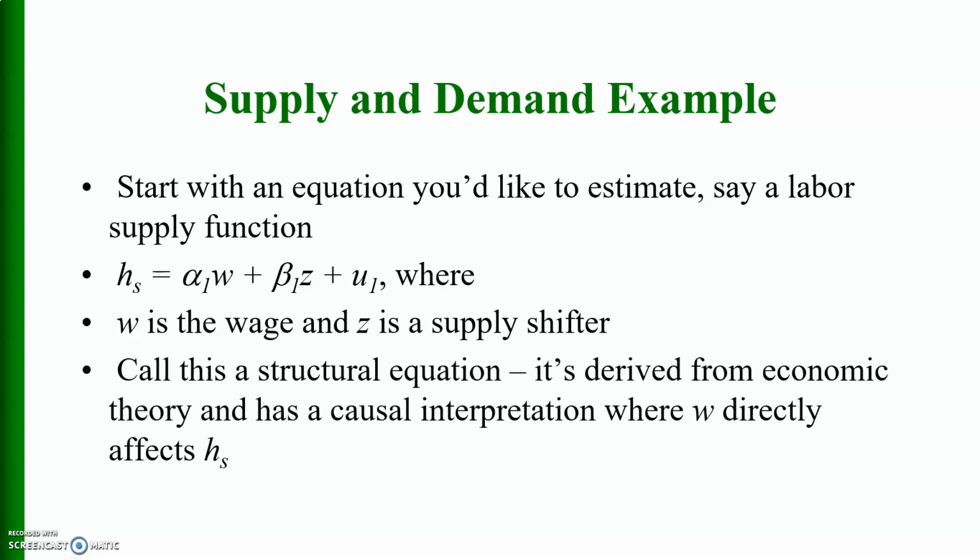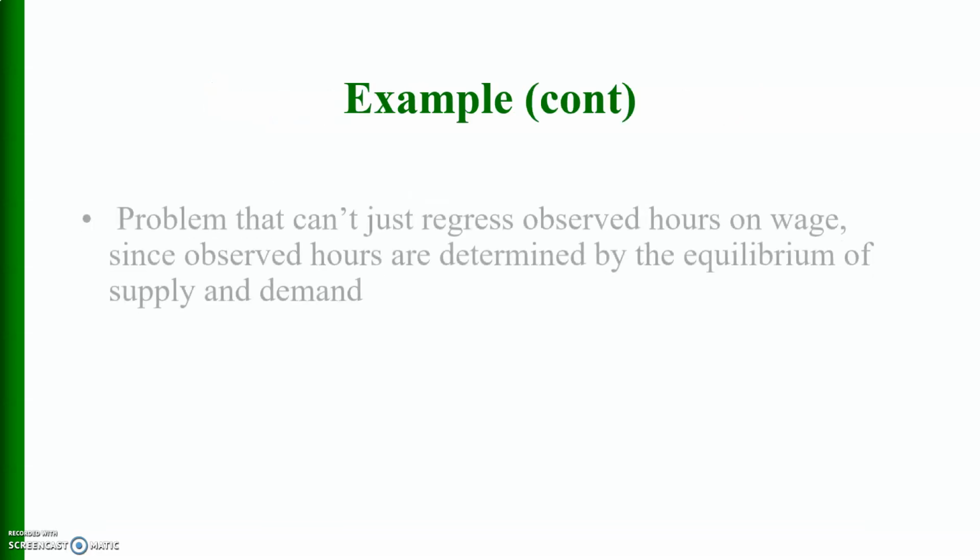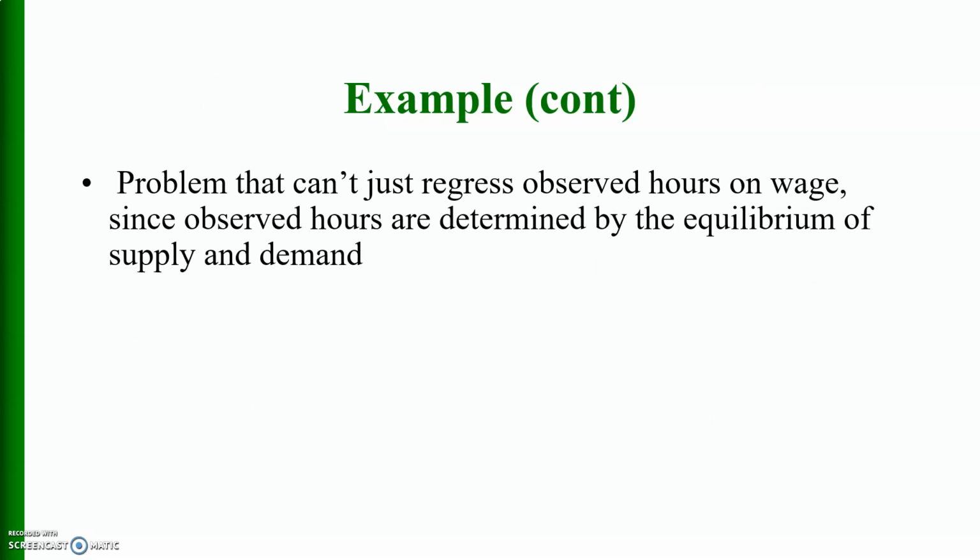Now we call this a structural equation, and it is derived from economic theory and has a causal interrelationship where W directly affects hours worked, which means that if wage rate increases, the number of hours worked will increase. So the sign of alpha 1 will be positive. Now there is a problem with this equation, and we cannot just regress HS, that is the observed hours, on wage, because observed hours are jointly determined by the equilibrium of supply and demand.